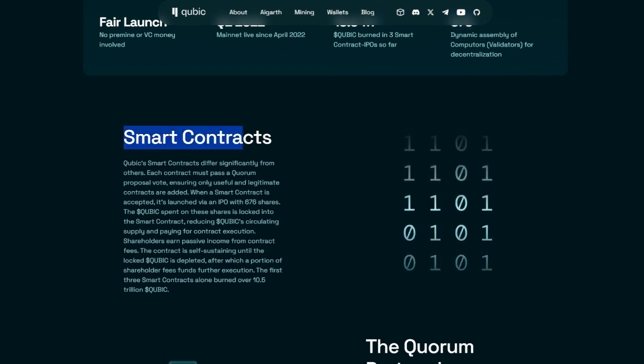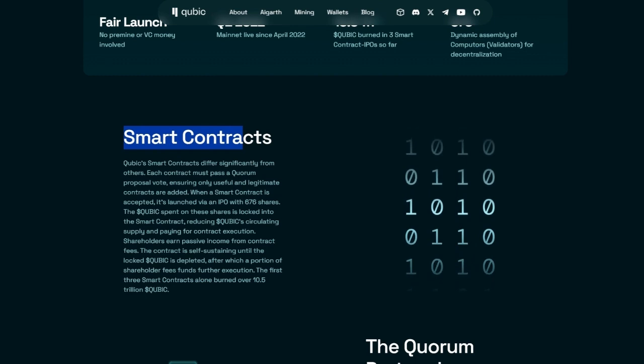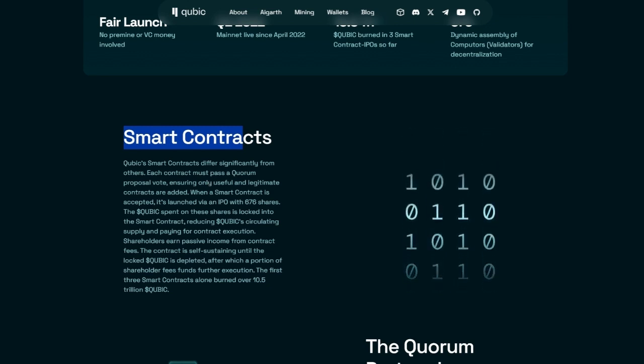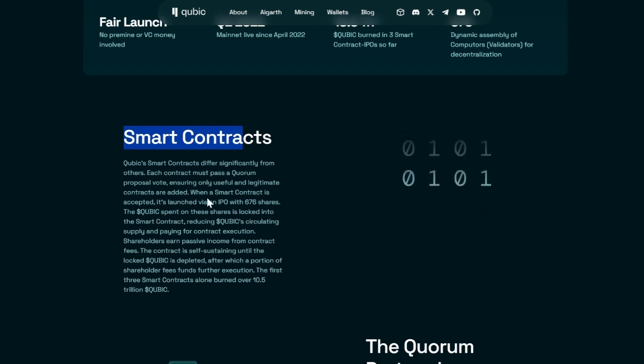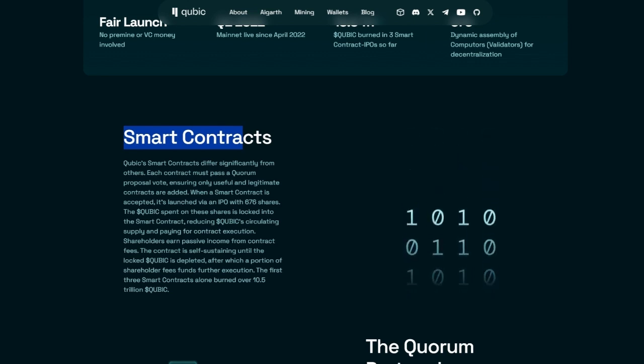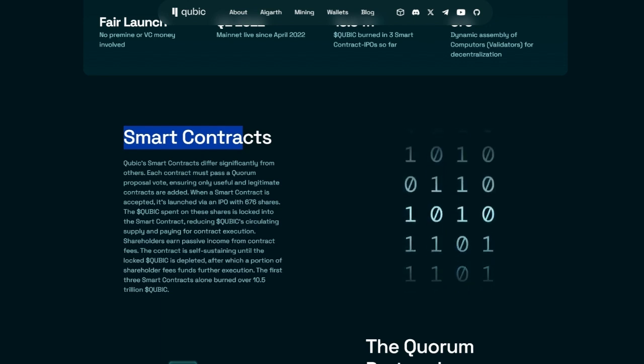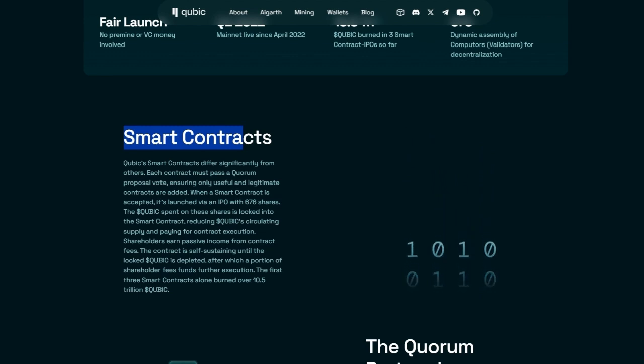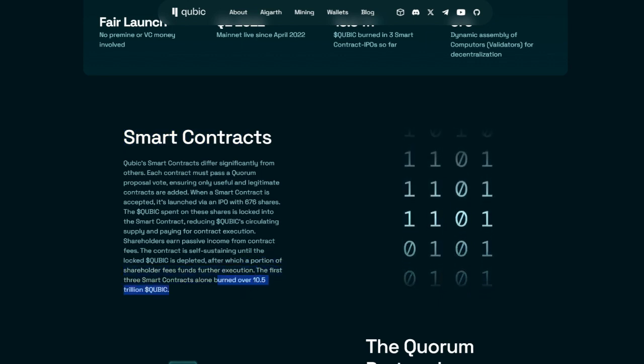And then when it talks here about smart contracts, Qubic smart contracts differ significantly from others. Each contract must pass a quorum proposal vote, ensuring only useful and legitimate contracts are added. When a smart contract is accepted, it's launched via an IPO with 676 shares. The Qubic spent on these shares is locked into the smart contract, reducing Qubic's circulating supply and paying for contract execution. Shareholders can earn passive income from contract fees. The contract is self-sustaining until the locked Qubic is depleted, after which a portion of shareholder fees funds further execution. The first 3 smart contracts burned 10.5 trillion Qubic.